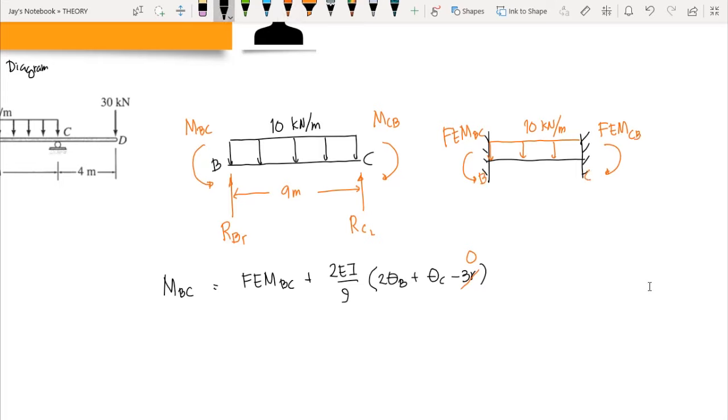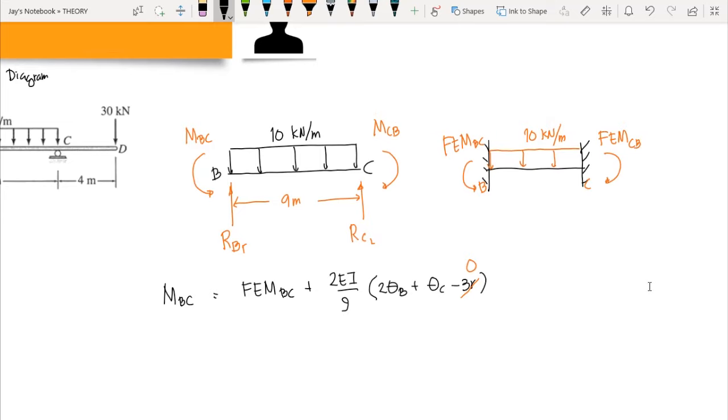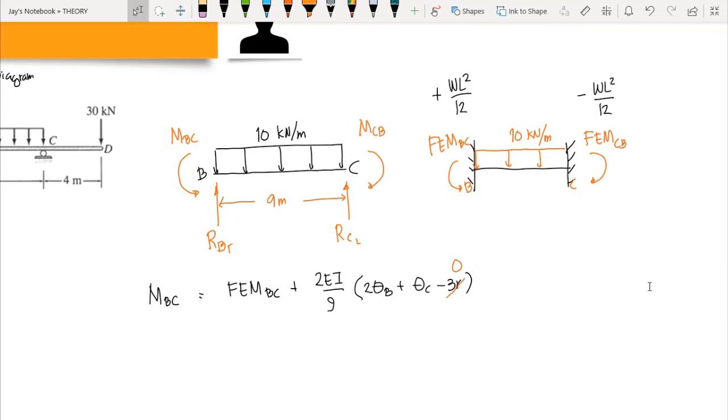Since we have a uniformly distributed load, our fixed end moment here is positive WL squared over 12. This is positive since our moment here is assumed counterclockwise, but here we have negative WL squared over 12 since our moment here rotates clockwise. Our sign convention is always negative if we have a clockwise moment or clockwise rotation. Therefore, W is 10, L is 9, squared, over 12, we have 67.5 kilonewton meters. So this is our fixed end moment.